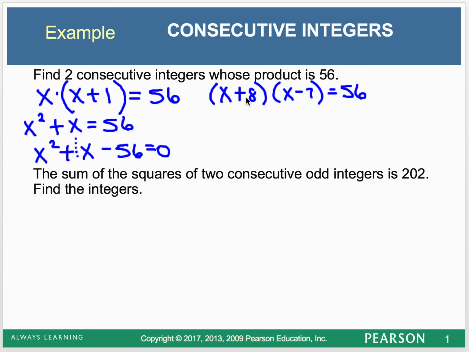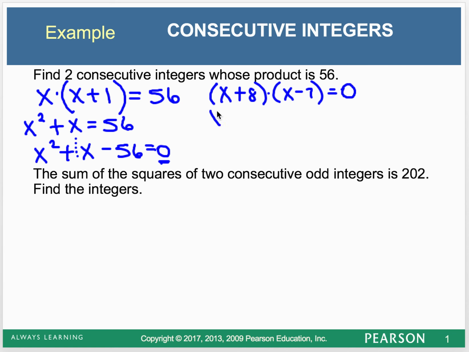Okay, now I can use my zero product property. I have two things that when you multiply them together equal 56. So that means equal 56. It does not equal 56. Equals 0. So that means that one of those things has to be 0, right? Has to be 0 at least.